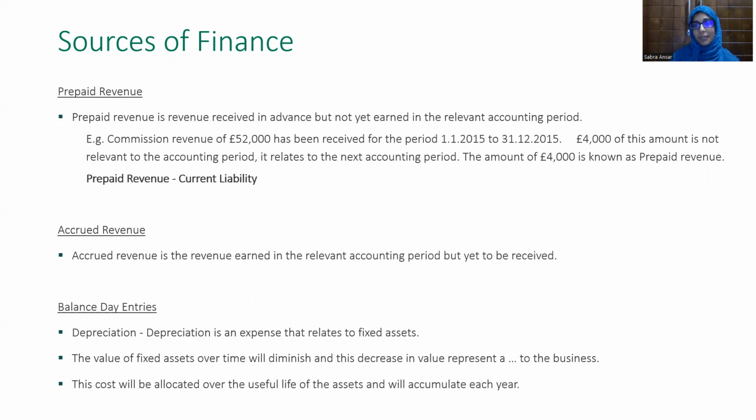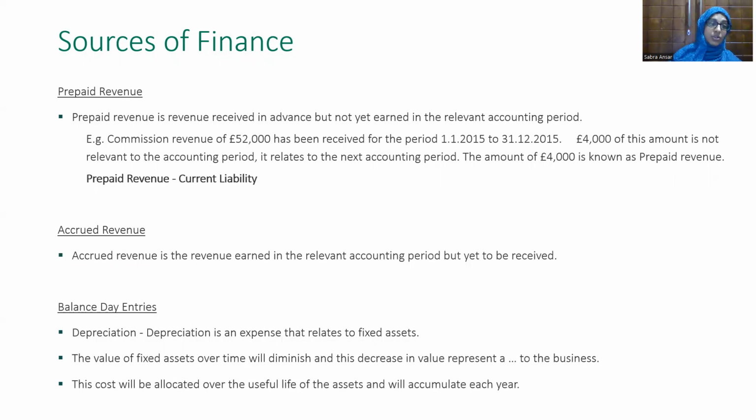As you can see, there is this explanation where they talk about the commission revenue being 52,000 GBP, which is received by this particular time. And 4,000 of it is not relevant to the accounting period. So this amount is known as the prepaid revenue. We have actually received revenue beforehand. That means it's a current liability because we need to include that in the next financial year. Therefore, it's a current liability to us.